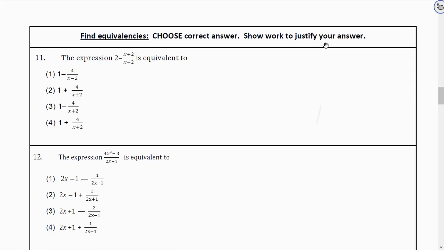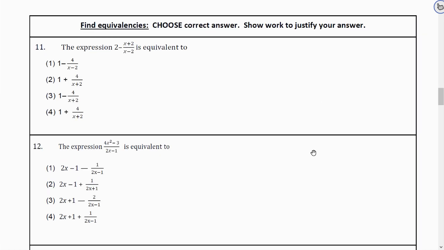All right. Number 11, the expression 2 minus (x plus 2) over (x minus 2) is equivalent to which of these? Now, I'm going to use the fact that it's multiple choice to help me. This is 1 plus or minus something, so I want to pull a 1 out of here somehow, and I'll think about 2 being 1 plus 1, minus (x plus 2) over (x minus 2).